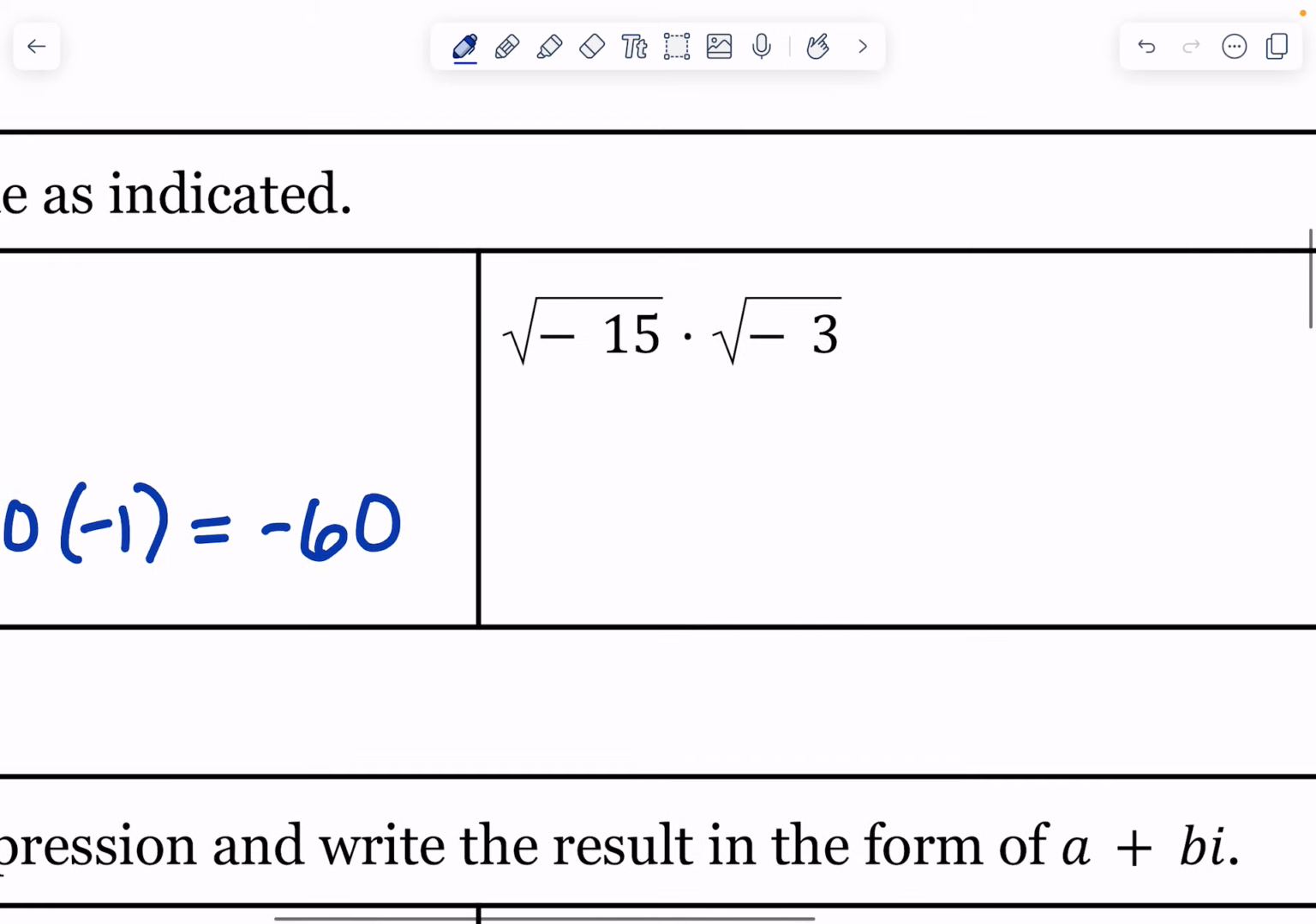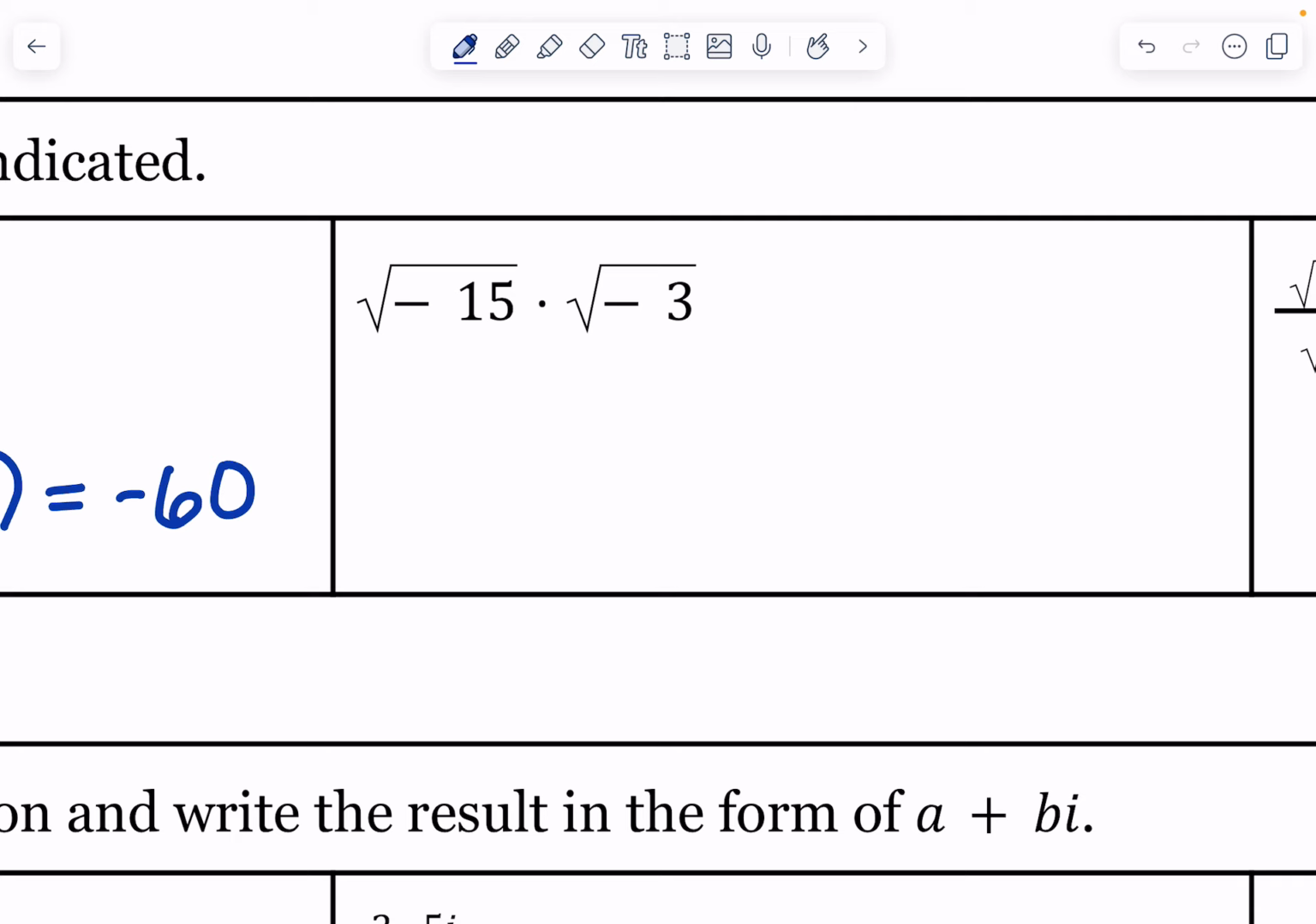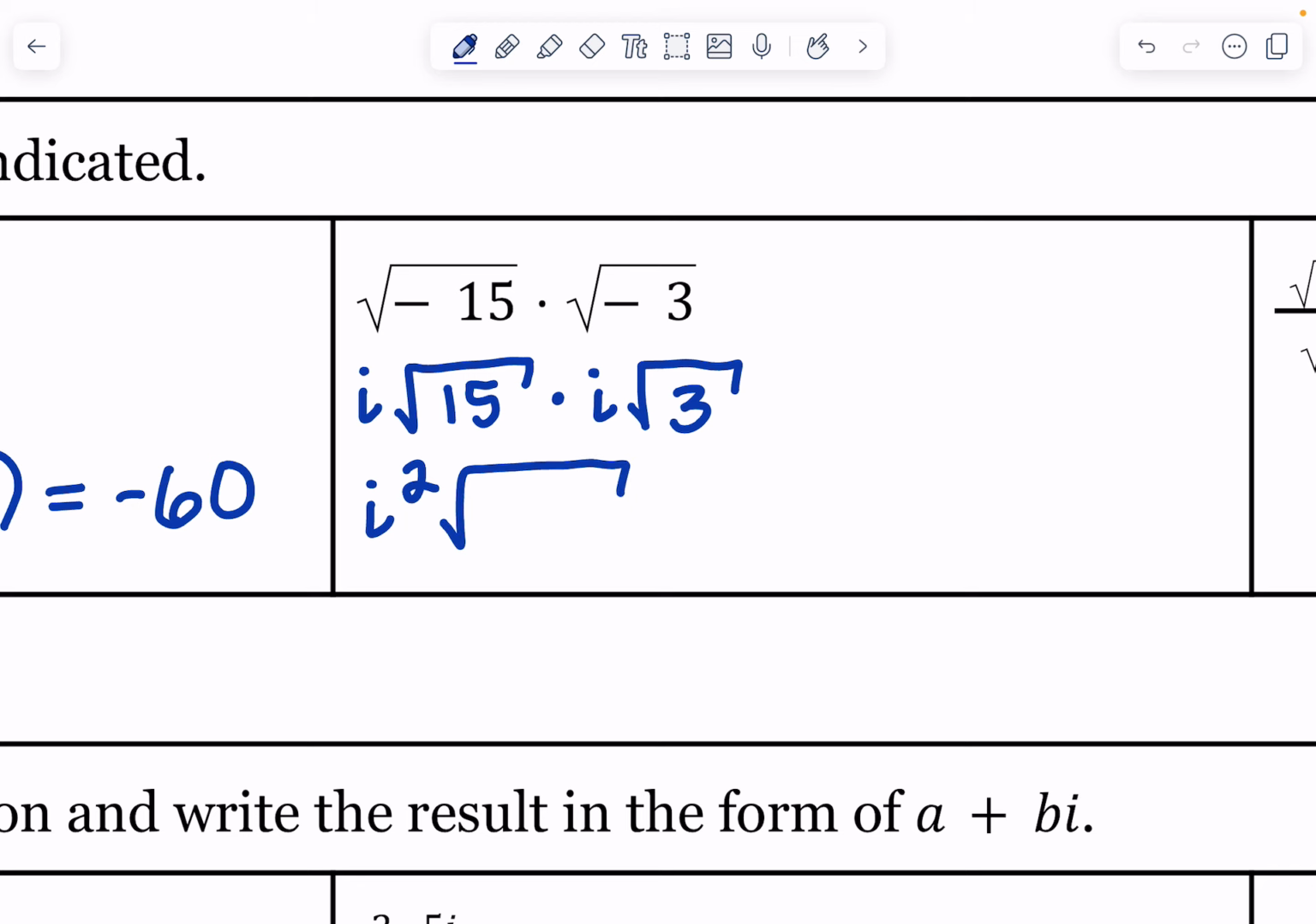All right, for this next one, we have the square root of -15 times the square root of -3. And they both have the negative, so I'm going to go ahead and take out an i. And 15 does not simplify, so I'm going to leave that inside. And I'm also going to take out an i. And the square root of 3 does not simplify, so I'm going to leave those inside. Now this one is a little bit trickier. We still have i squared on the outside because i times i. And then on the inside, we're going to have 15 times 3, which is 45.